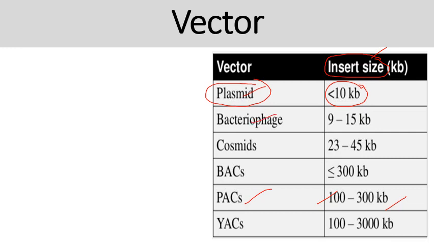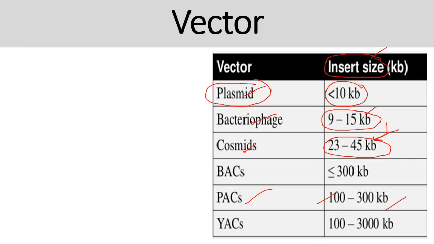The next is bacteriophage. Again, it is a virus which infects bacteria, so it can also carry an insert size of 9 to 15 kb. Then cosmid, इसमें जो insert size है, that is larger as compared to plasmid and bacteriophage, so it can carry an insert size of DNA that is 23 to 45 kilo bases. 45 किलो बेसिस तक का डीएनए ये इंसर्ट ये कैरी कर सकता है और उसको मल्टीप्लाई कर सकता है.